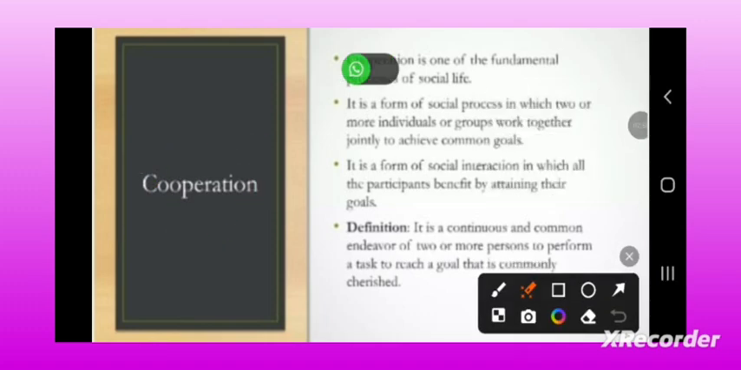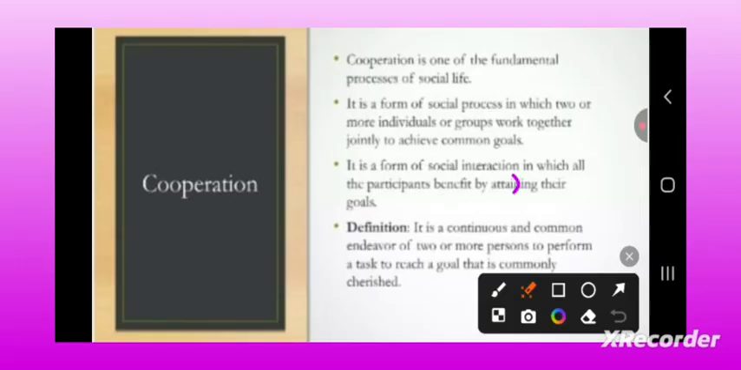Cooperation. Cooperation is one of the fundamental processes in social life. It is a form of social process in which two or more individuals or groups work together jointly to achieve common goals.